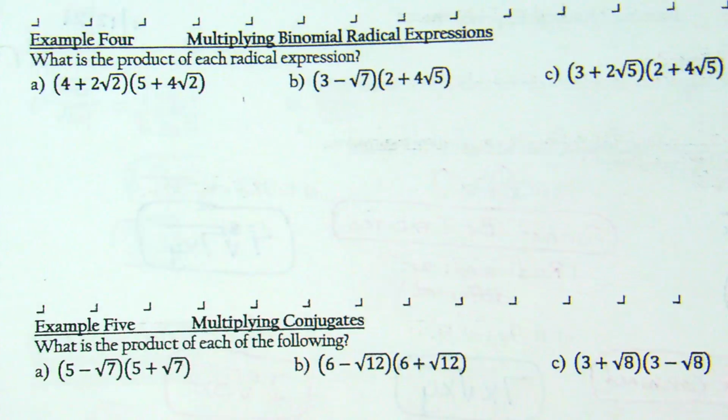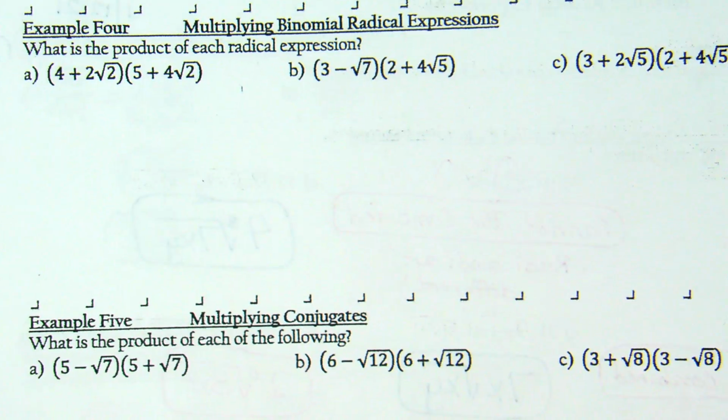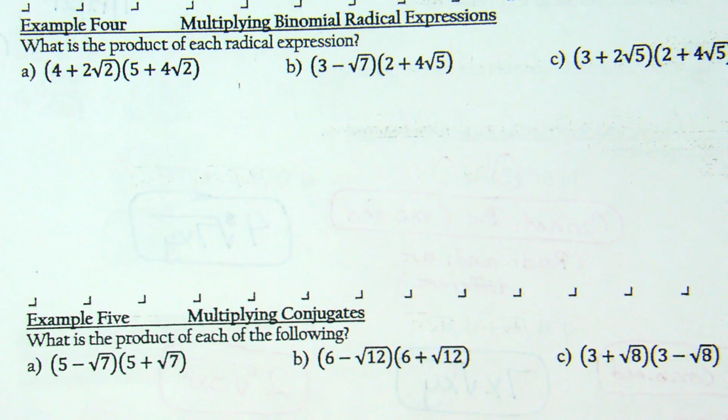Okay. Example 4. Multiplying. Now, in a sense, we've already done multiplying. However, this multiplying also involves adding, which is why you see it today and not in the last lesson. So 4 plus 2 radical 2 times 5 plus 4 radical 2. Thoughts? It's a magic word I'm looking for. Distribute or FOIL. I heard both.